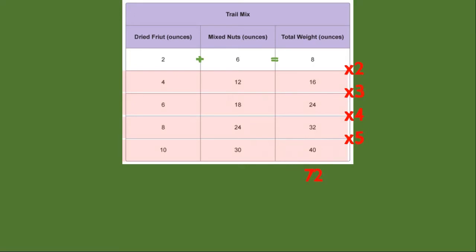And we need to figure out how many we have to make for a total weight of 72 ounces. So the easiest way is to figure out how much we have to multiply 8 to get the number 72. So 8 times a number that we don't know equals 72. Well, if we know our multiplication table, we know that 8 times 9 equals 72. And we can easily just multiply 2 times 9, which equals 18, and 6 times 9, which equals 54.